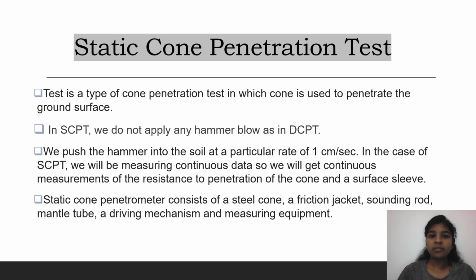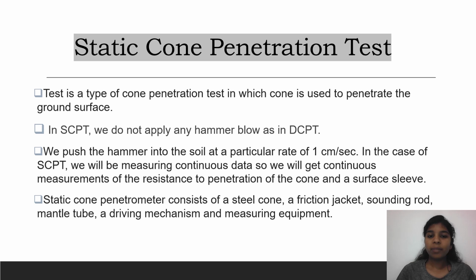In SCPT, we do not apply any hammer or blow as seen in the DCPT. We push the cone into the soil at a particular rate of 1 centimeter per second. In the case of SCPT, we measure continuous data. So we get a continuous measurement of the resistance to penetration of the cone and the friction jacket.